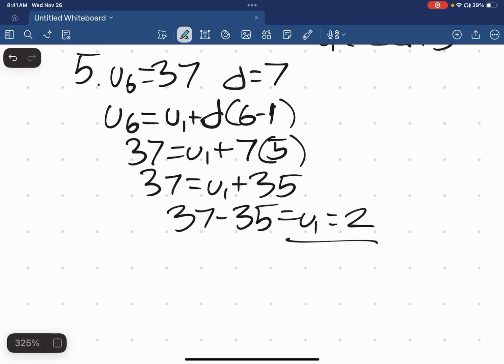But that's not all yet. We need to actually find a general term for this. Remember, a general term is just going to be equal to u1, which is 2 in this case, plus our common difference of 7 times n minus 1.